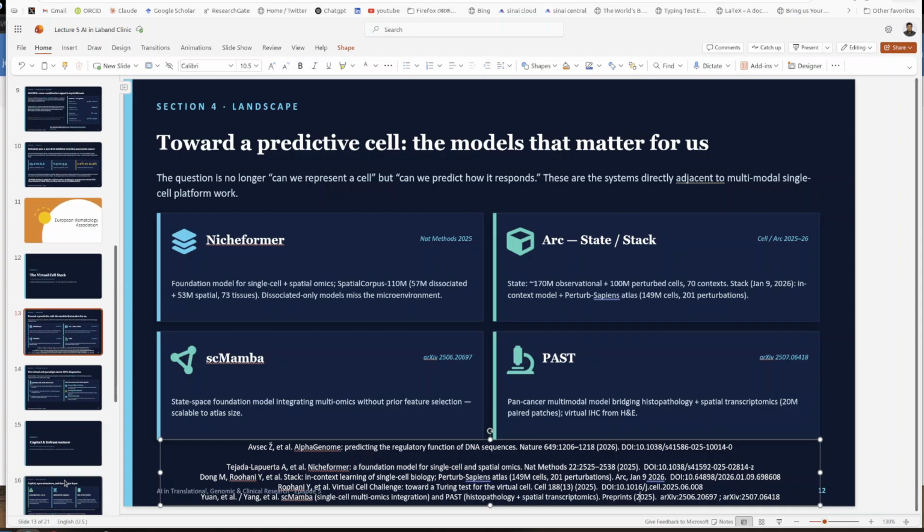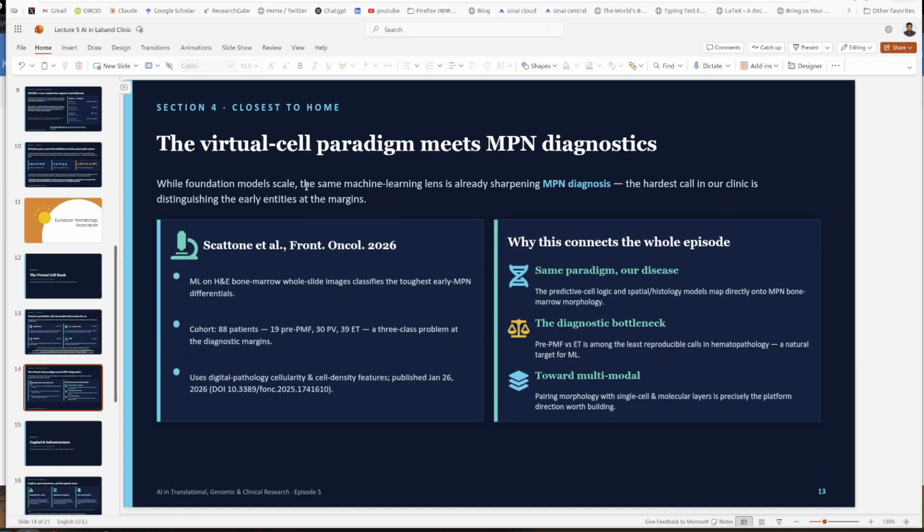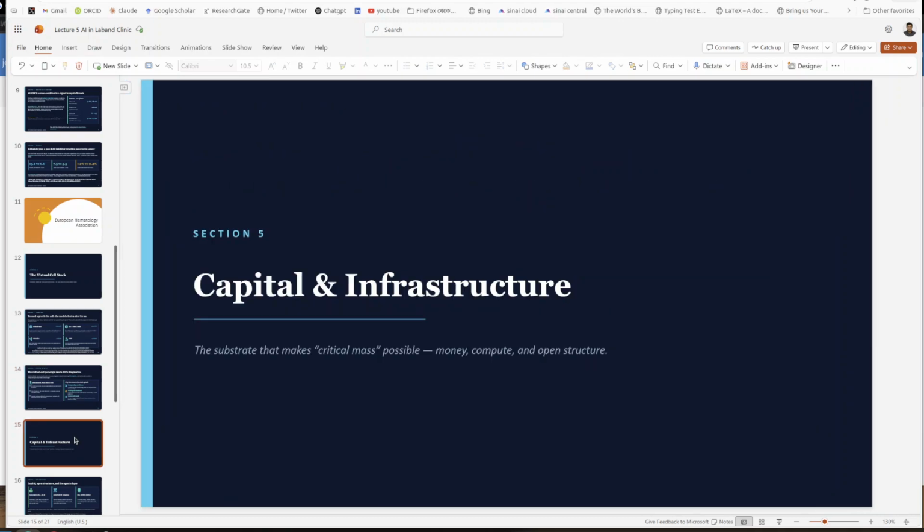So these are the virtual cell stacks. So virtual cell paradigm meets ambient diagnostic. There are a couple of papers on this. I discussed most of this before, so it's not something I'll discuss today.